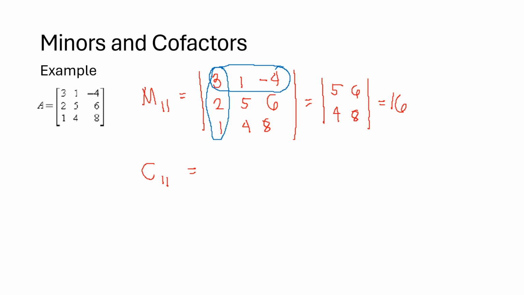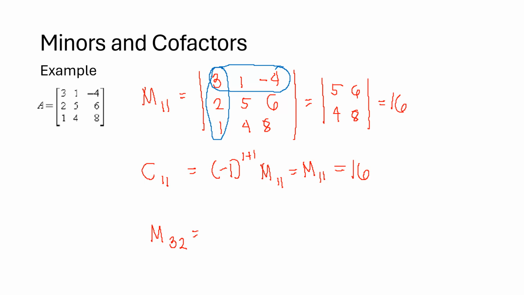We are going to have the formula negative 1 raised to 1 plus 1 times M 1 1, which is equal to M 1 1, which is equal to 16. Okay. So similarly, the minor entry of, let's say, 3 2. Okay. So the minor of 3 2.